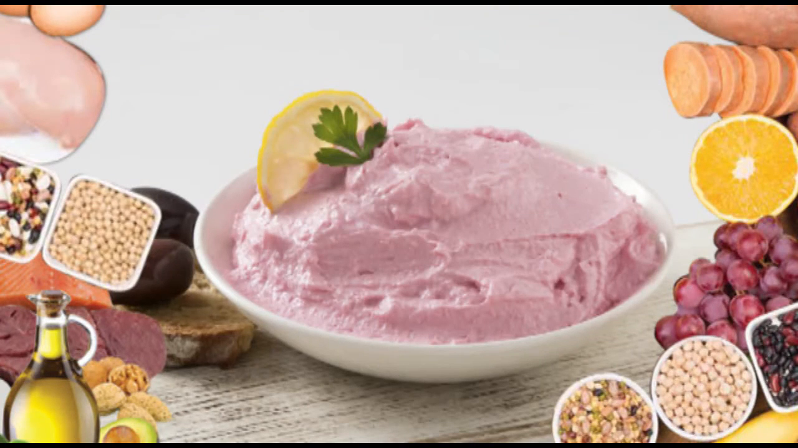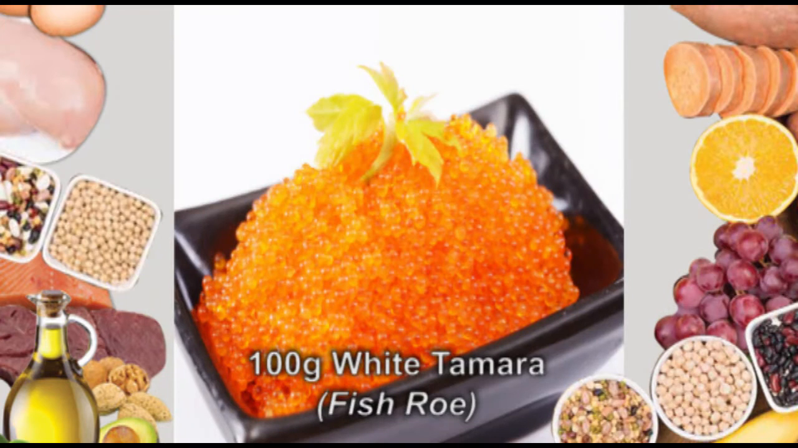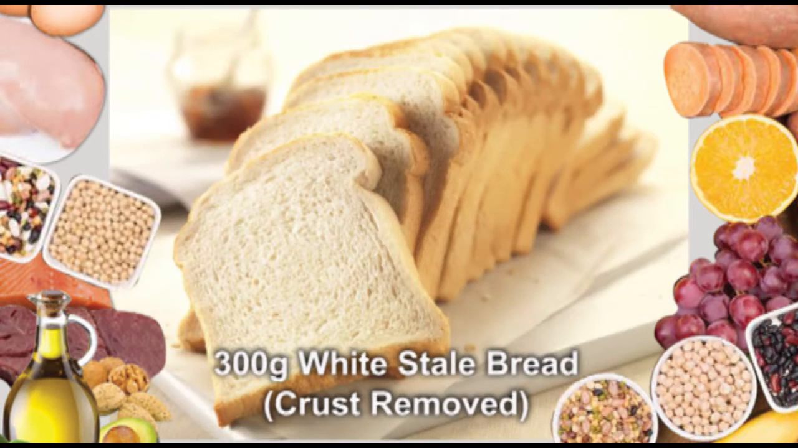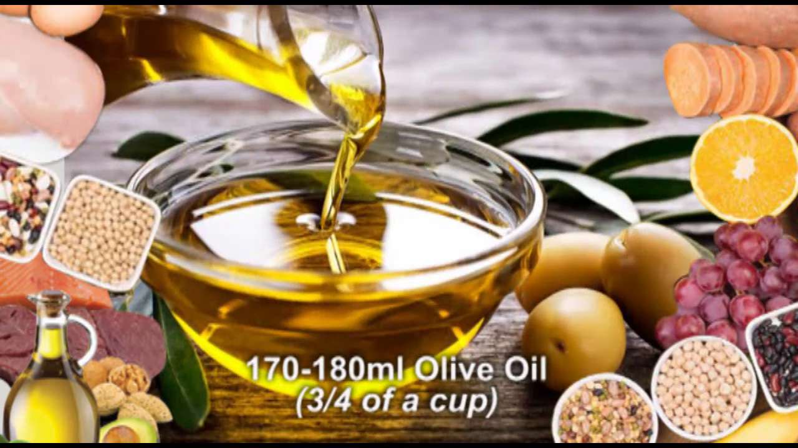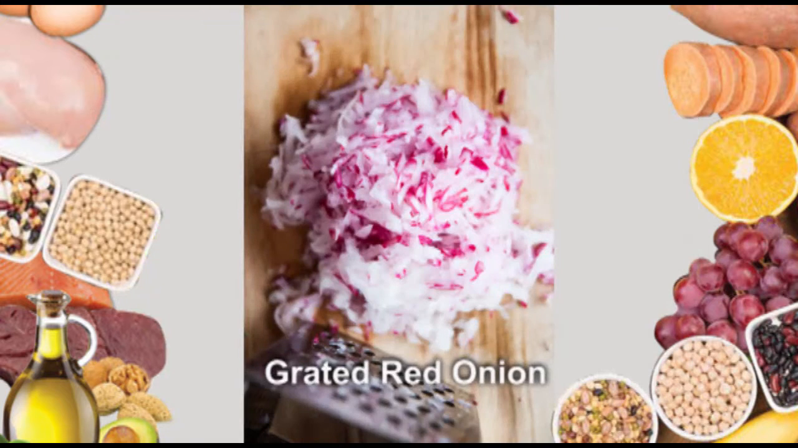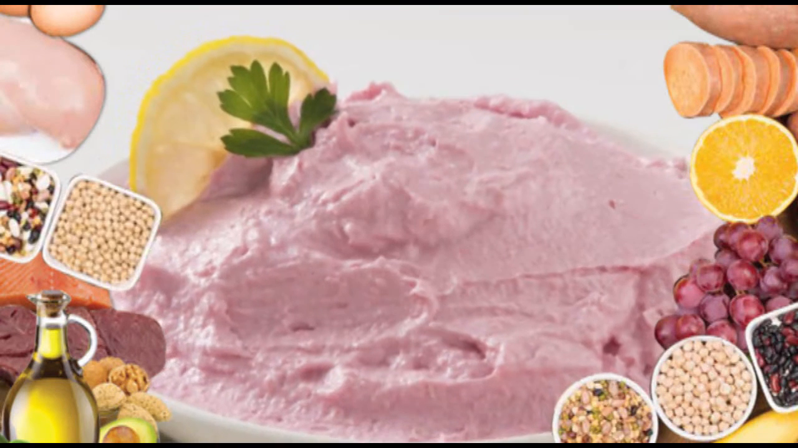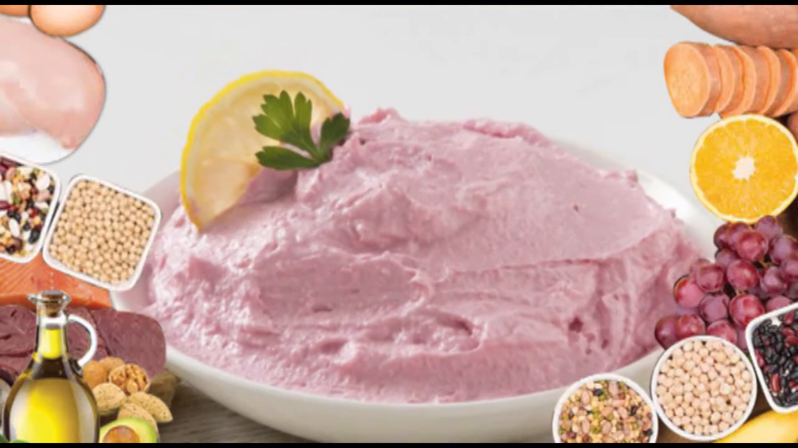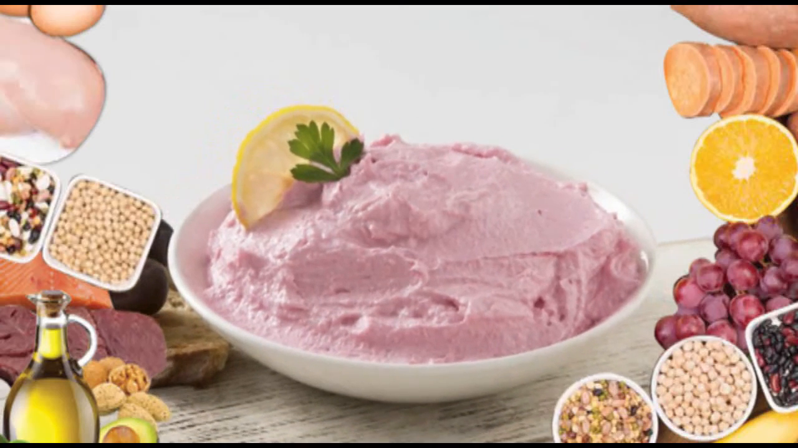For its ingredients, it involves 100 grams of white tarama or fish roe, 300 grams of white stale bread, 170 to 180 ml of olive oil, 2 lemon juice, and 1 medium grated red onion. Based on its ingredients, we can easily identify what biomolecules are present in our first dish.